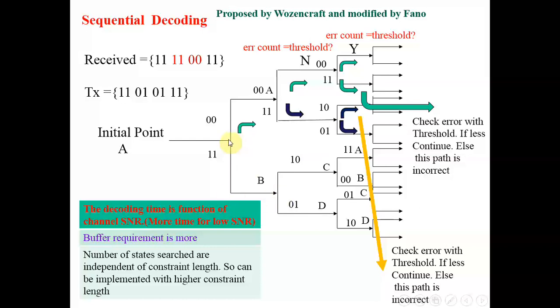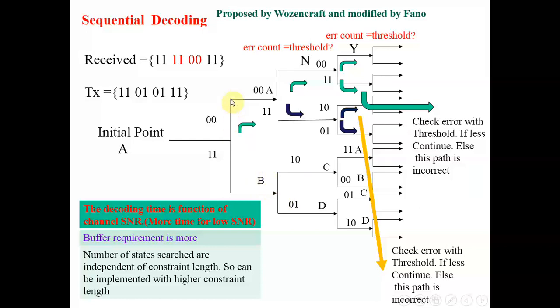So there will be an error counter. If I follow this path, my error count is 0, because the output is 1 1 and what you got is also 1 1. So there is no difference between your path and the output or input which you got. So I follow this path, and my error count here is 0.